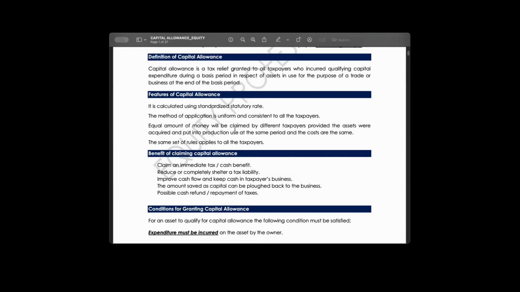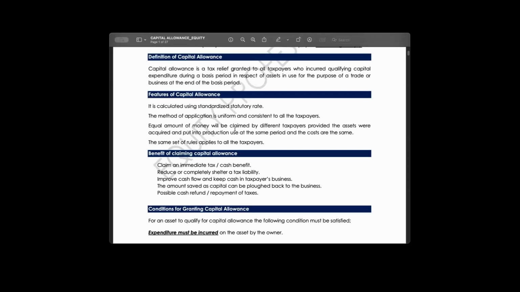Having said that, another thing that is very important about capital allowance is that your cash flow is maintained. If you have a good cash flow to run your business, the money that you've taken from government as a form of capital allowance can be plunged back into the business. At the end of the day, there is going to be a possibility of you getting your cash refund back, or that tax that you have paid back. And when does this happen?